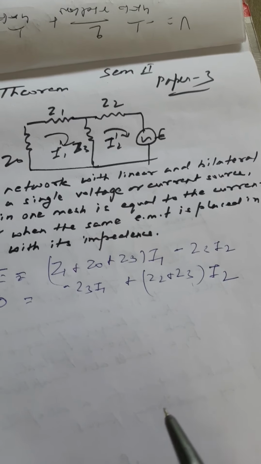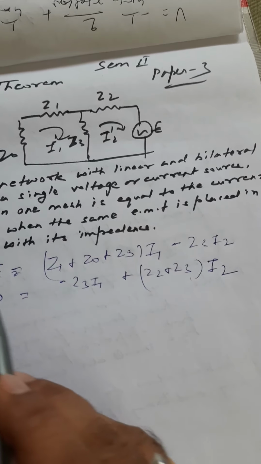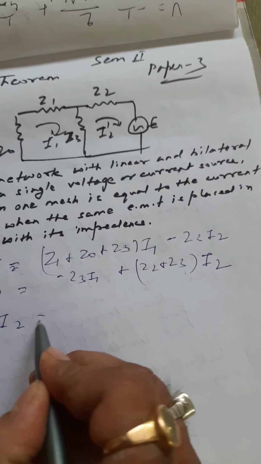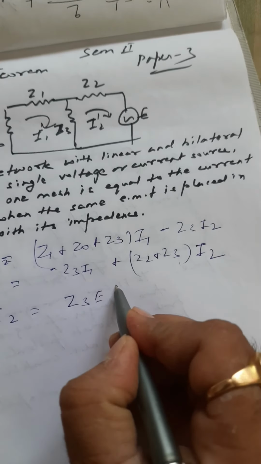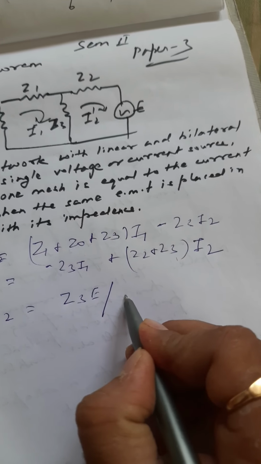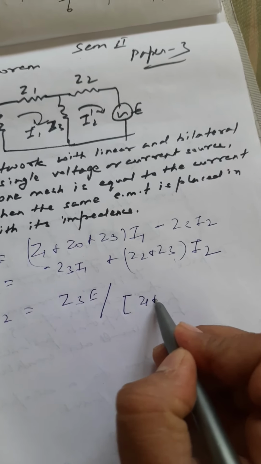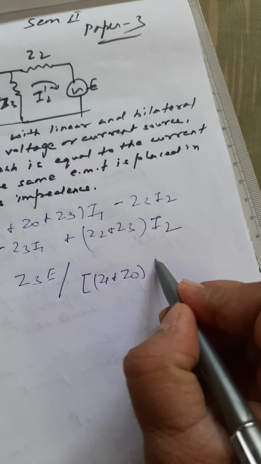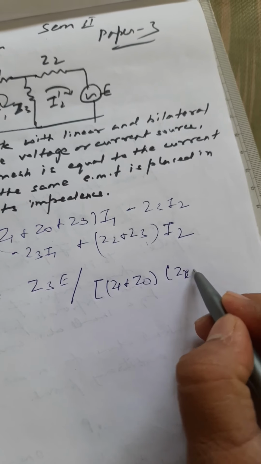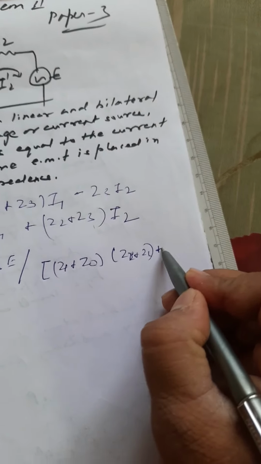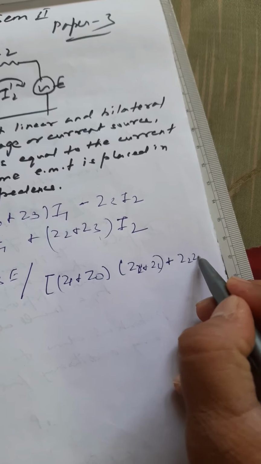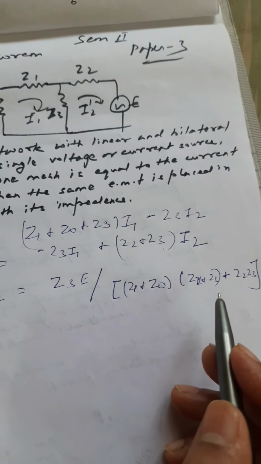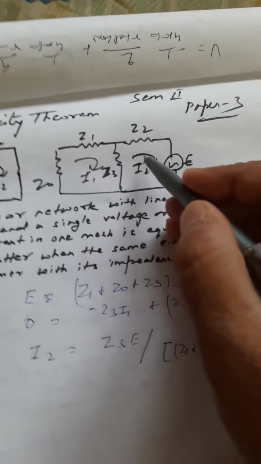We'll solve this with the help of Cramer's rule or Maxwell's method to get the value of I2 as Z3 into E, divided by Z1 plus Z0 into Z2 plus Z3, plus Z2 Z3.